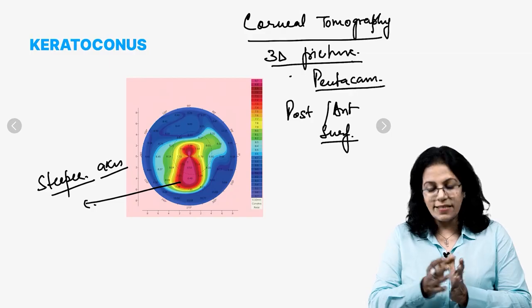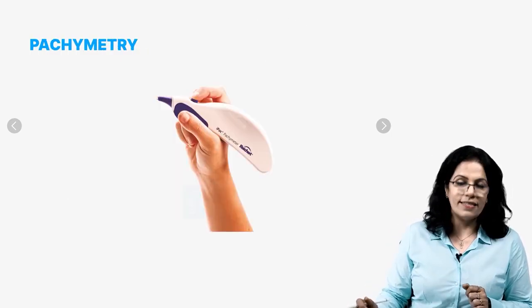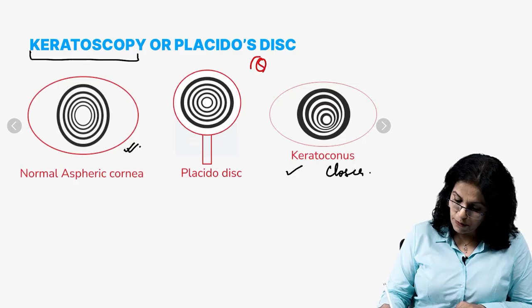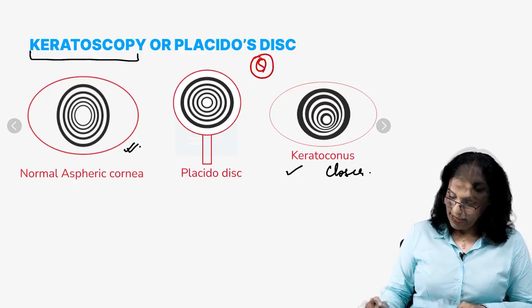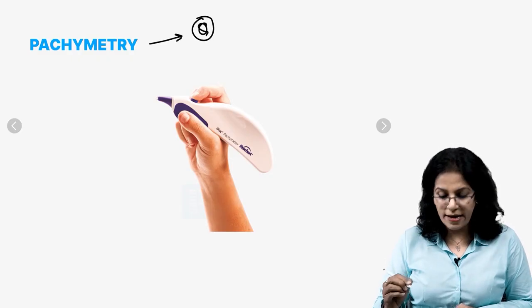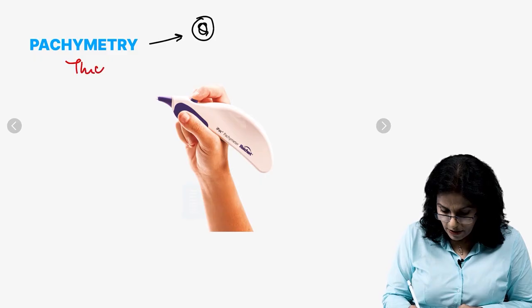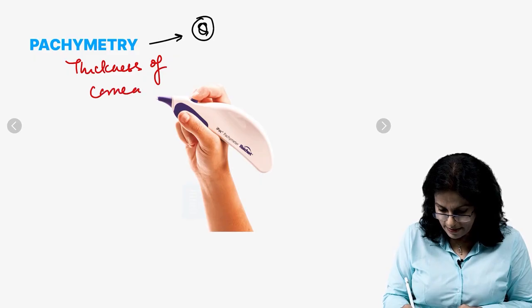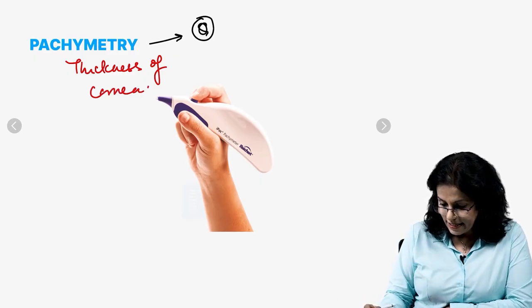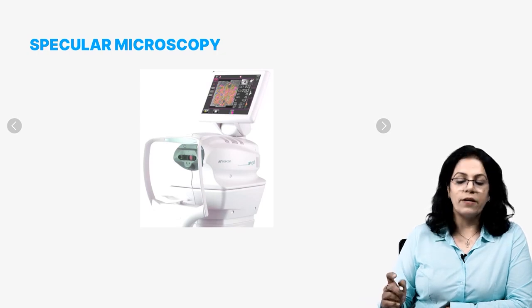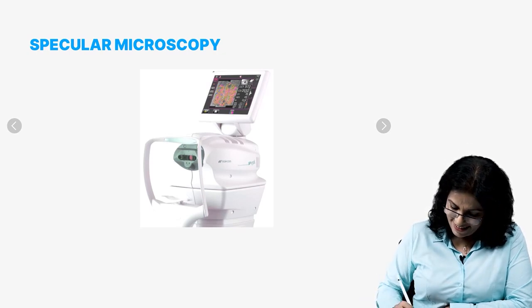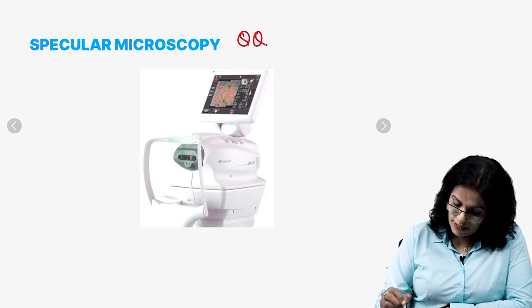So, next investigation after this, this has been your exam question. We put a Q here, right? And this is also an exam question, that is pachymetry. And pachymetry is what? I told you, to measure the thickness of the cornea. All of you note down, thickness of cornea is pachymetry. Right. We come to the next. Next is specular microscopy. We'll make a double Q here. Okay. So, this is again very important.